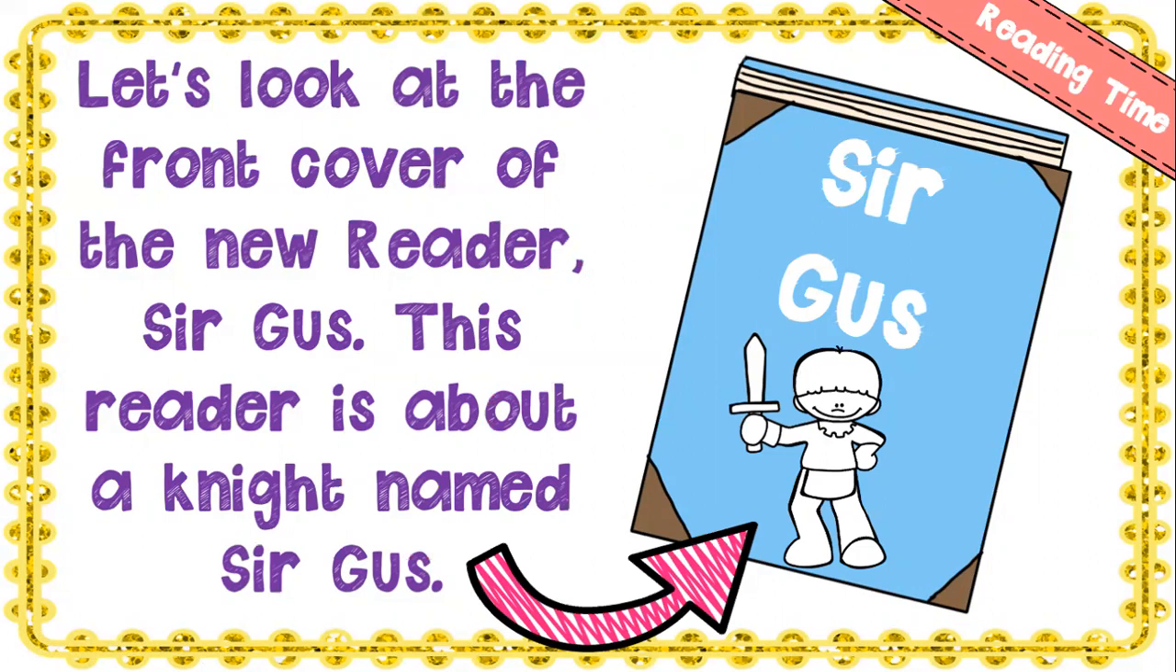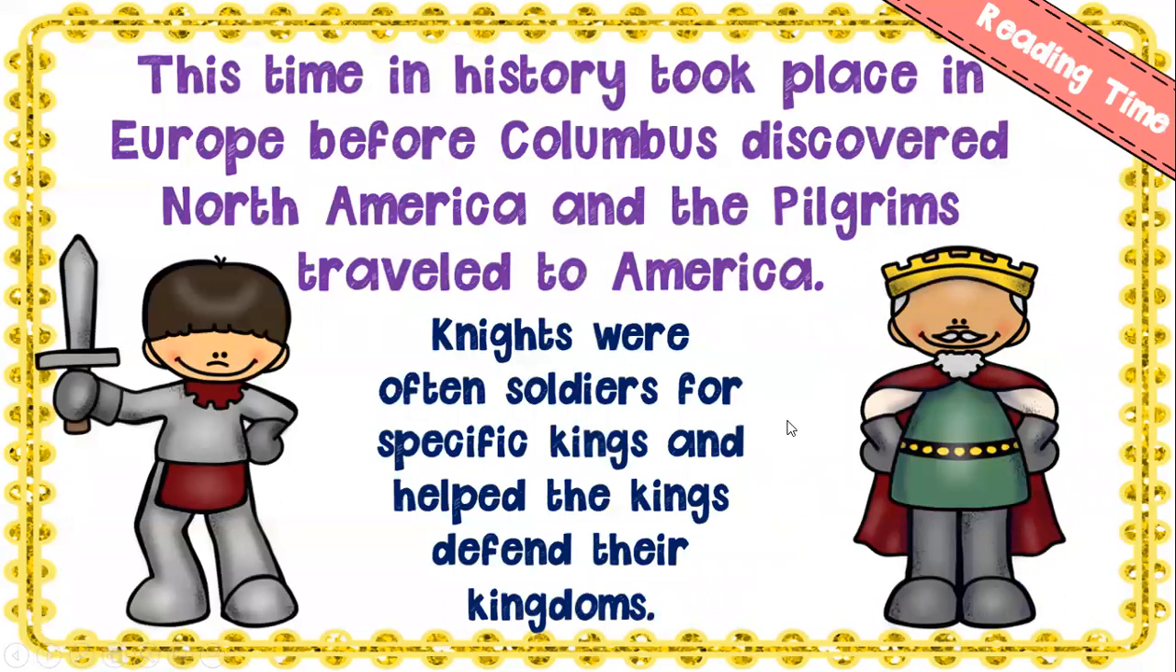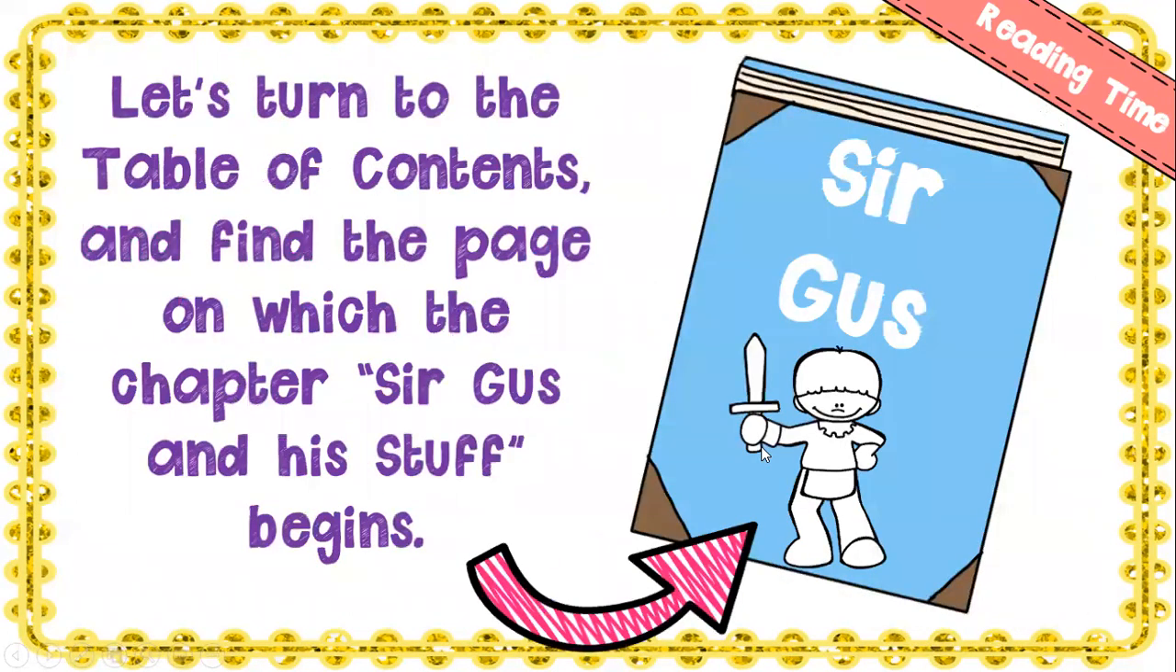Okay, so The Beginning. Now look at the front cover of your new reader, Sir Gus. This reader is about a knight named Sir Gus. So think about knights, what you know about knights. A knight is the type of soldier who lived long ago during a period called the Middle Ages. This time in history took place in Europe before Columbus discovered North America and the Pilgrims traveled to America. So this is a long time ago before the Pilgrims. Knights were often soldiers for specific kings and helped kings defend their kingdoms. The term sir was used to refer to knights in the Middle Ages who had earned a certain distinction or honor in serving their king. So they were those special soldiers.